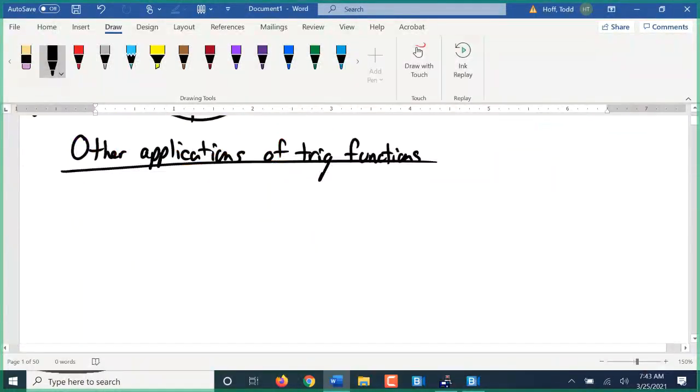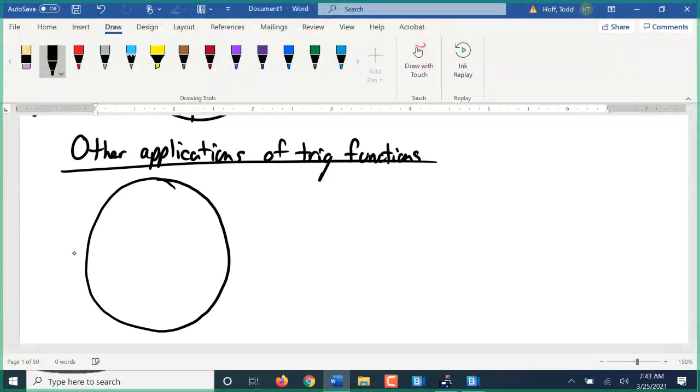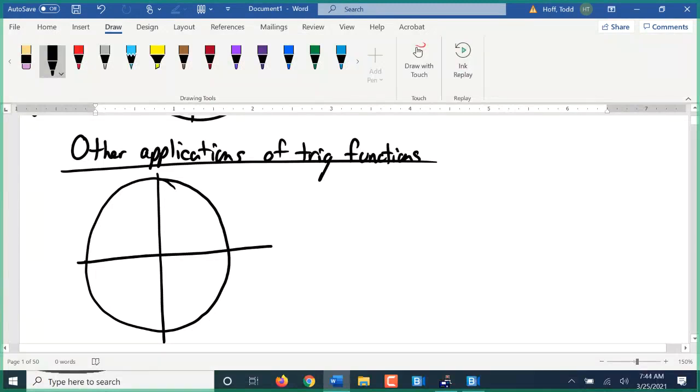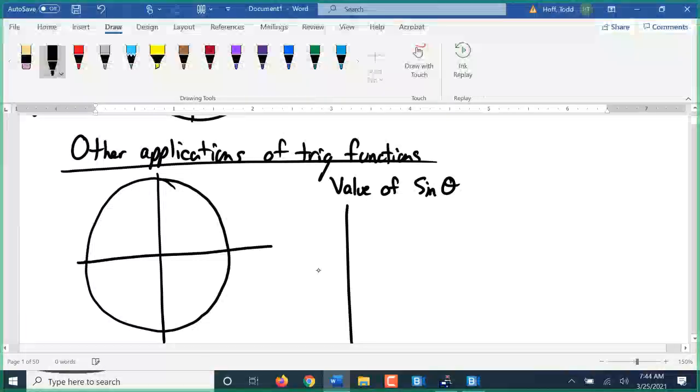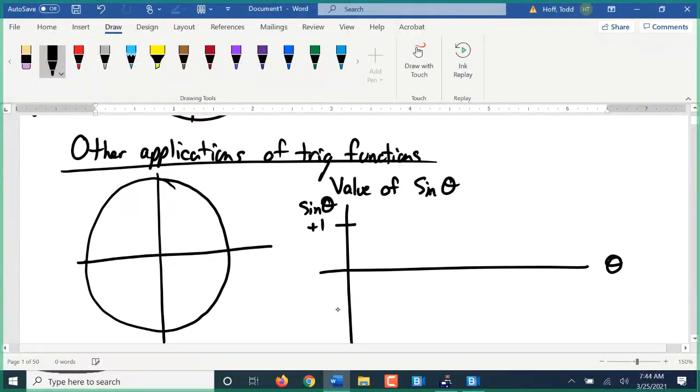Well, if we were looking at this unit circle, now this next little part, by the way, is not going to be on a test or quiz. I'm just showing it to you so you can see where it would be used. But let's look at the value of sine theta as theta goes around the unit circle. I'm going to make a graph here. This is going to be my angle. This is going to be the sine of my angle. This will be positive 1. This will be negative 1.